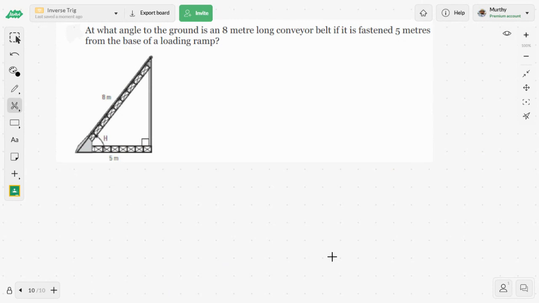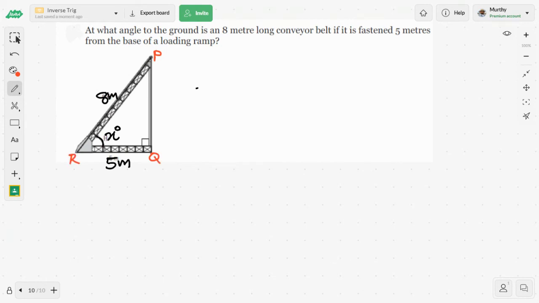In this question, at what angle to the ground is an 8 meters long conveyor belt? You see that this is the conveyor belt which is 8 meters long. It is fastened 5 meters from the base of a loading ramp, here is the loading ramp and it is given as 5 meters. And the question is what angle? So let me consider this as x degrees. First of all, let's identify the parts of the triangle. Let me label this as P, Q, R.